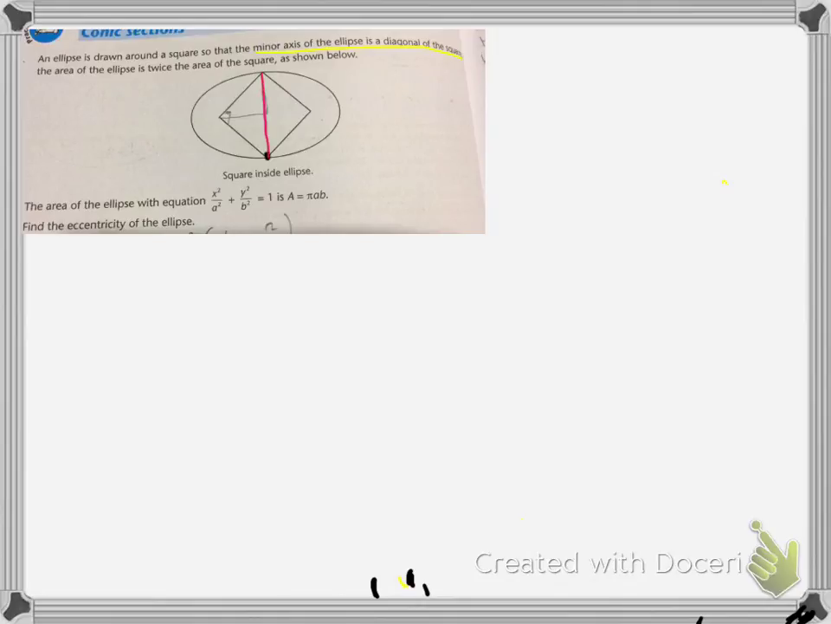Since the two diagonals are equal, half of the diagonal is b, so the whole diagonal will be 2b. Now the question is finding the eccentricity of the ellipse.